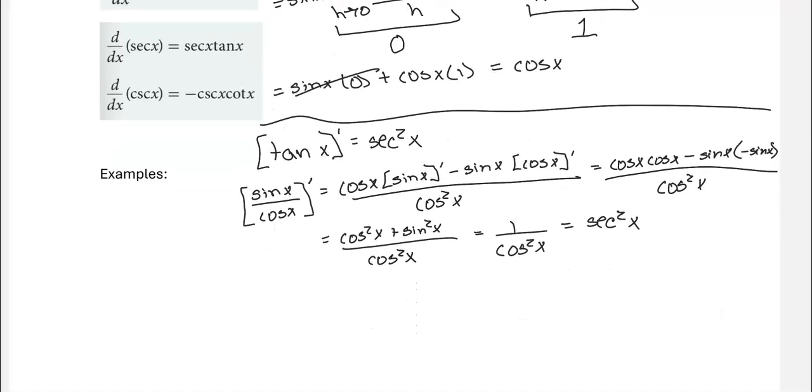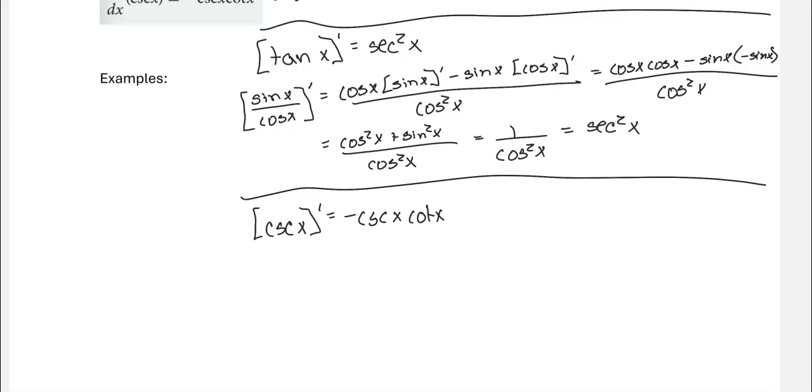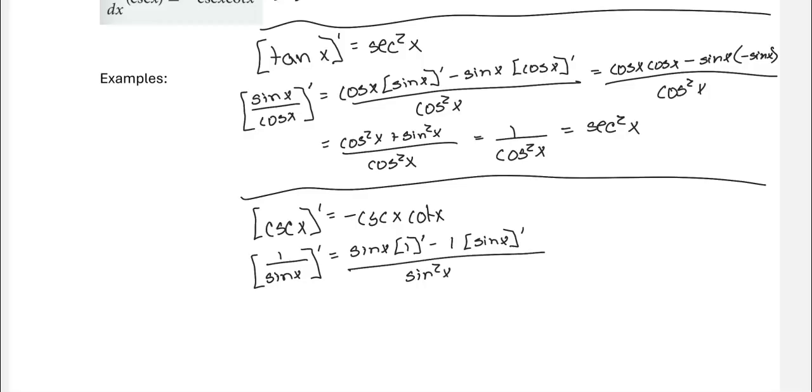And then let's prove one of these. Let's prove that second one. We're going to prove that the derivative of the cosecant is equal to negative cosecant cotangent. And it's going to prove the same way. Cosecant is the same thing as 1 over sine. So we're going to use quotient rule. Quotient rule says it's the bottom times the derivative of the top minus the top times the derivative of the bottom, over the bottom squared. So this is my setup step.